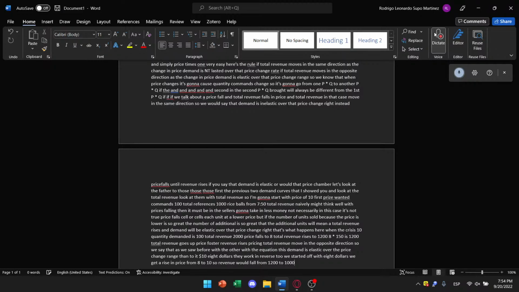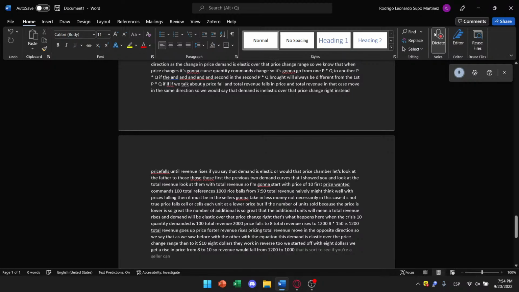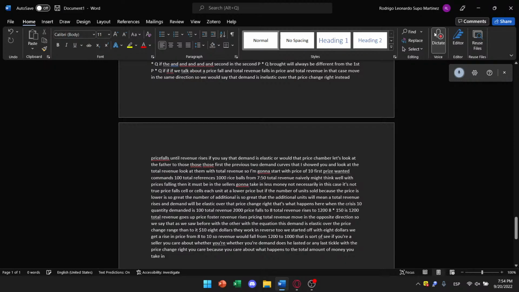Now you start to see, if you're a seller, you care about whether your demand is elastic or inelastic over the price change range. You care, because you care about what happens to the total amount of money you take in. Let's look at the other demand curve. Also, one that I showed earlier.